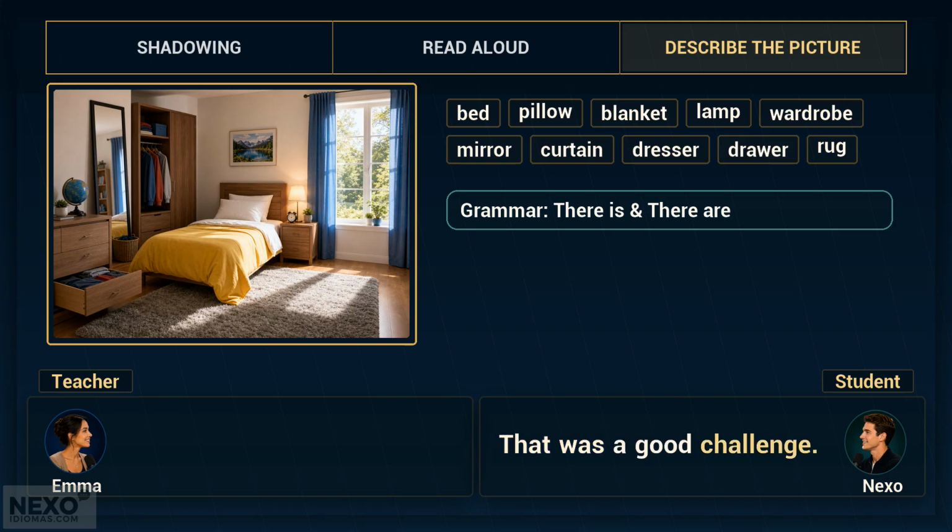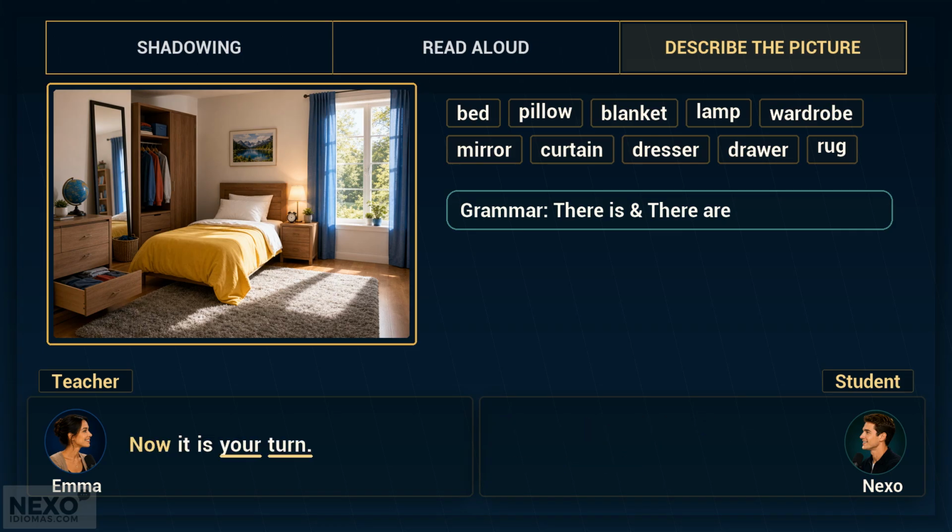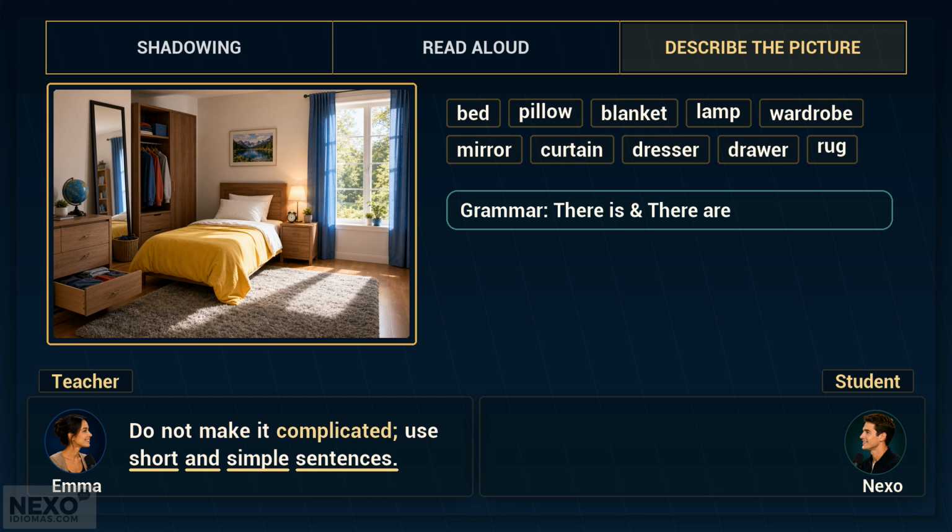That was a good challenge. The picture helped me speak more. Now it is your turn. Pause the video and describe the picture your way. Do not make it complicated. Use short and simple sentences.